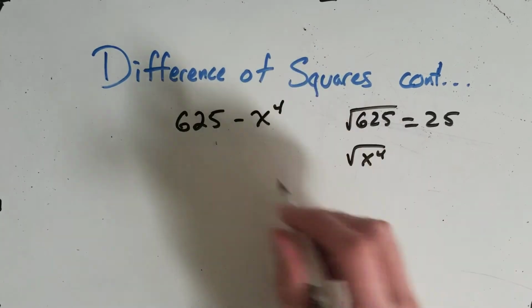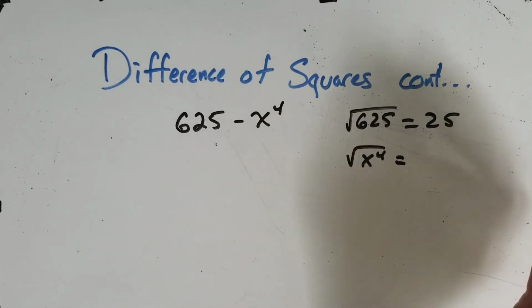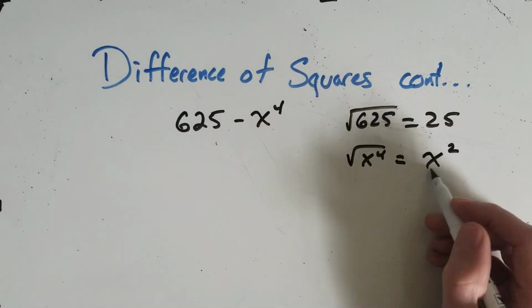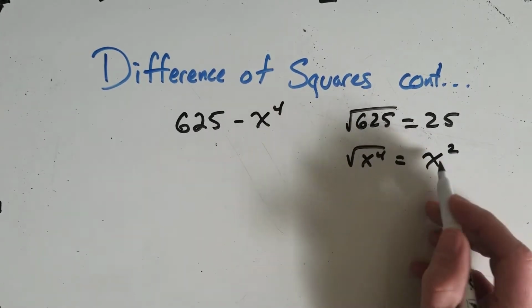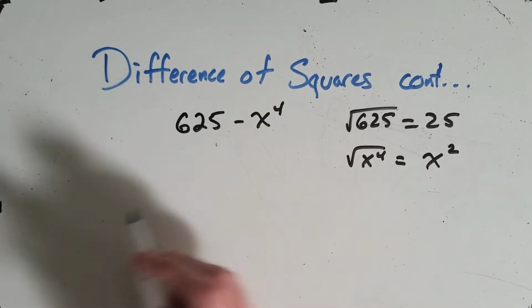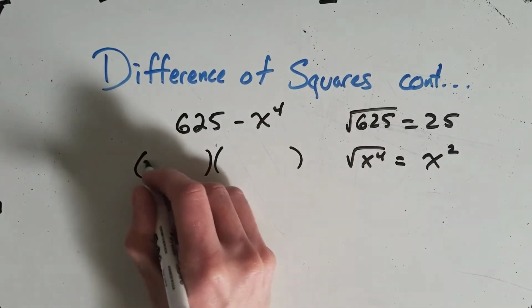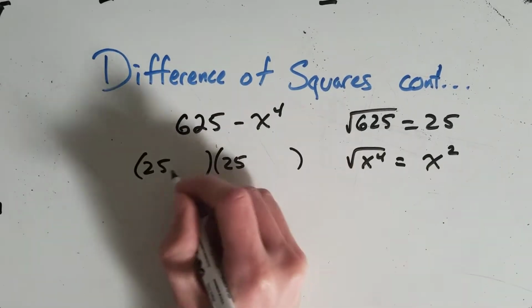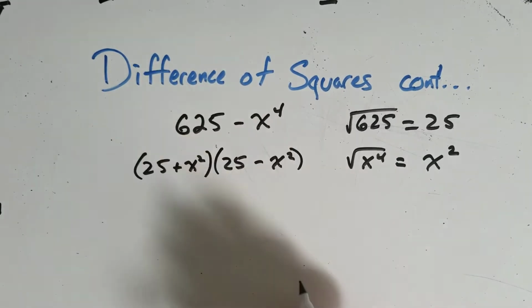Can we take the square root of x to the fourth? Well, what squared would be x to the fourth? That would be x squared. X squared squared would give us x to the fourth, so the square root of x to the fourth is x squared. So this is a difference of squares. And when we factor, your a term is 25, and your b term would be your x squared. So you're going to add x squared, and you're going to subtract x squared.